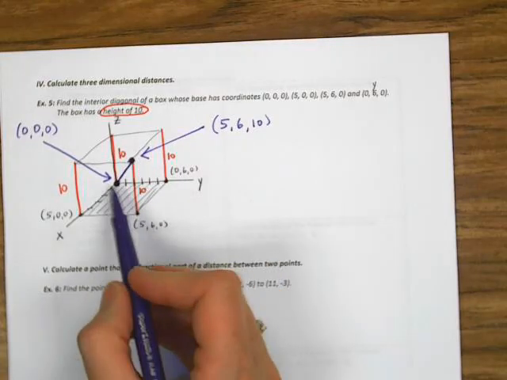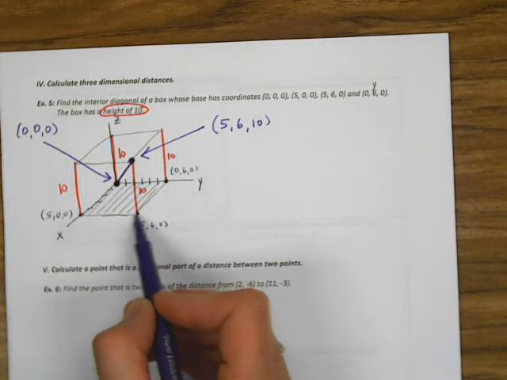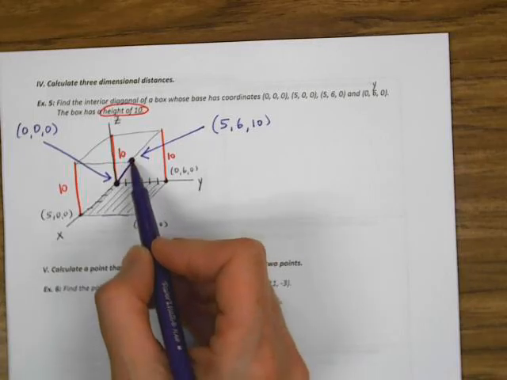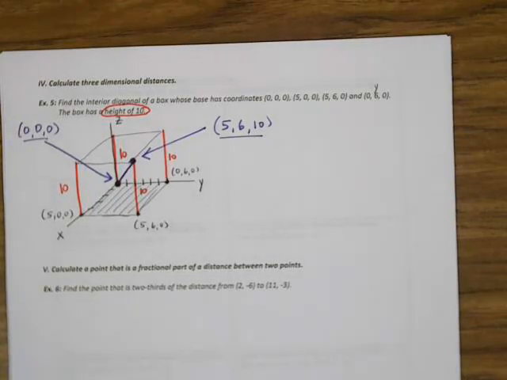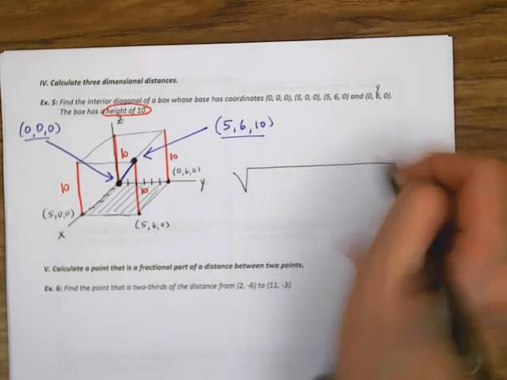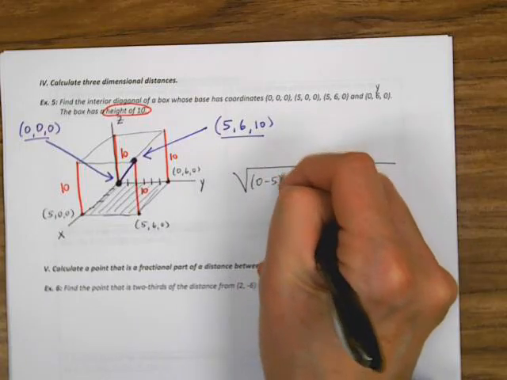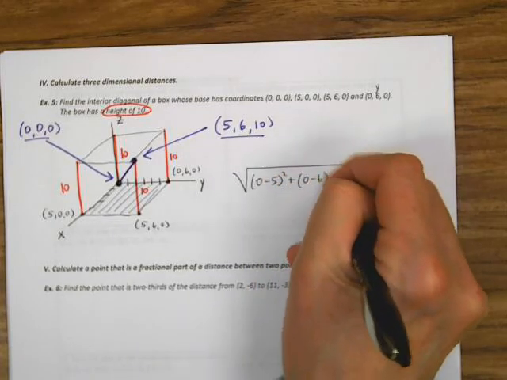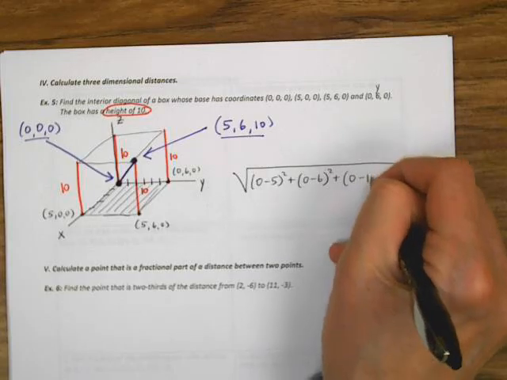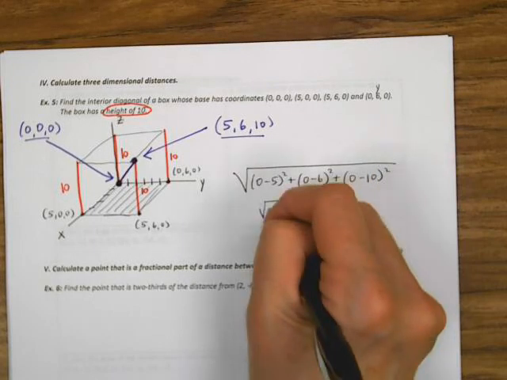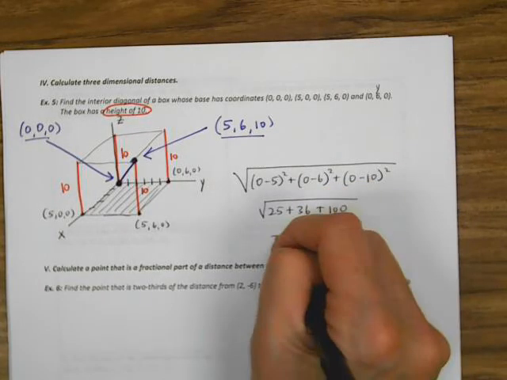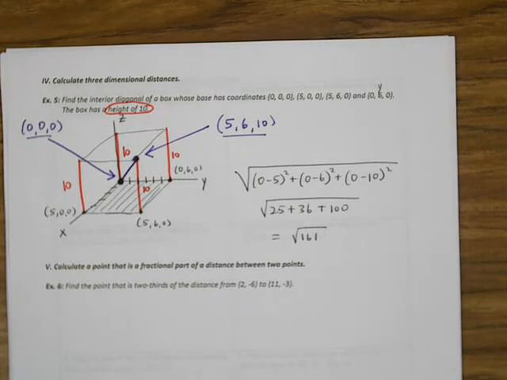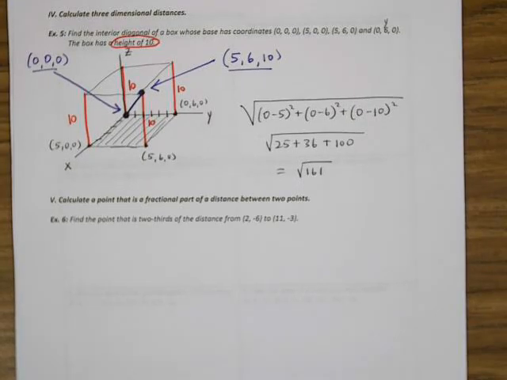Again, to get to this point, I went 5 on the x, 6 on the y, 10 up, that's the z value. Now that I have these 2 points, I can just use my three-dimensional distance formula. And it's x minus x quantity squared, y minus y quantity squared, z minus z quantity squared. So that's 25 plus 36 plus 100. That comes out to be the square root of 161. And finally, calculate a point that is a fractional part of the distance between 2 points.